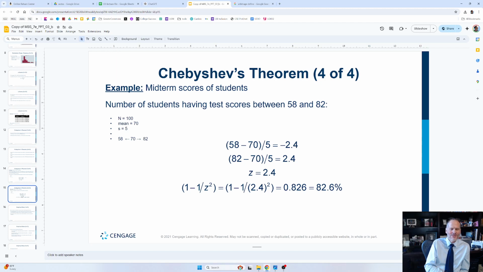All right, so that's more on Chebyshev's theorem applied.